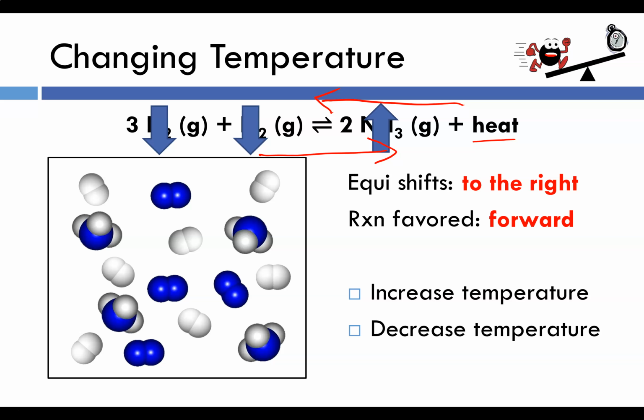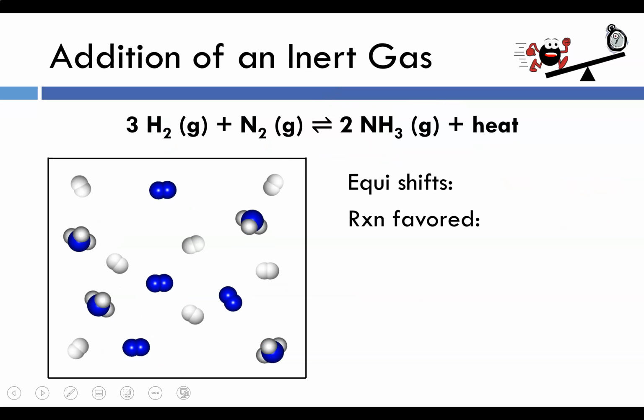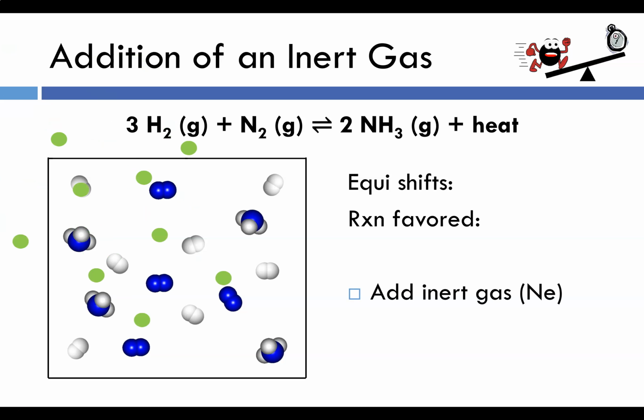There are a couple of additional stresses that I want to talk about. Let's talk about addition of an inert gas. You might remember that inert means non-reactive. So we're looking primarily at group 18 elements, the noble gases. Let's say you go through and you add neon. Throw a bunch of neon atoms in there. What impact do you think that might have?